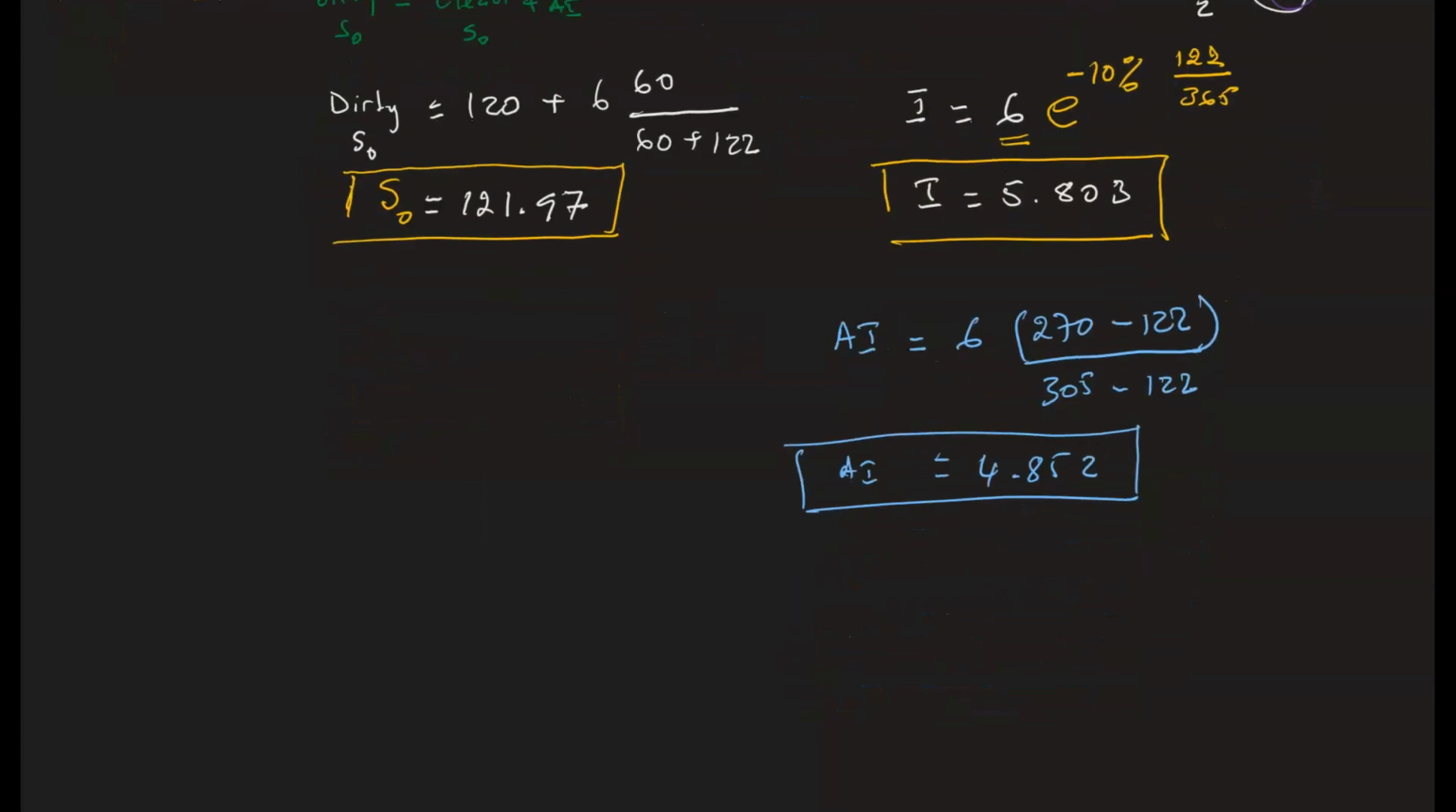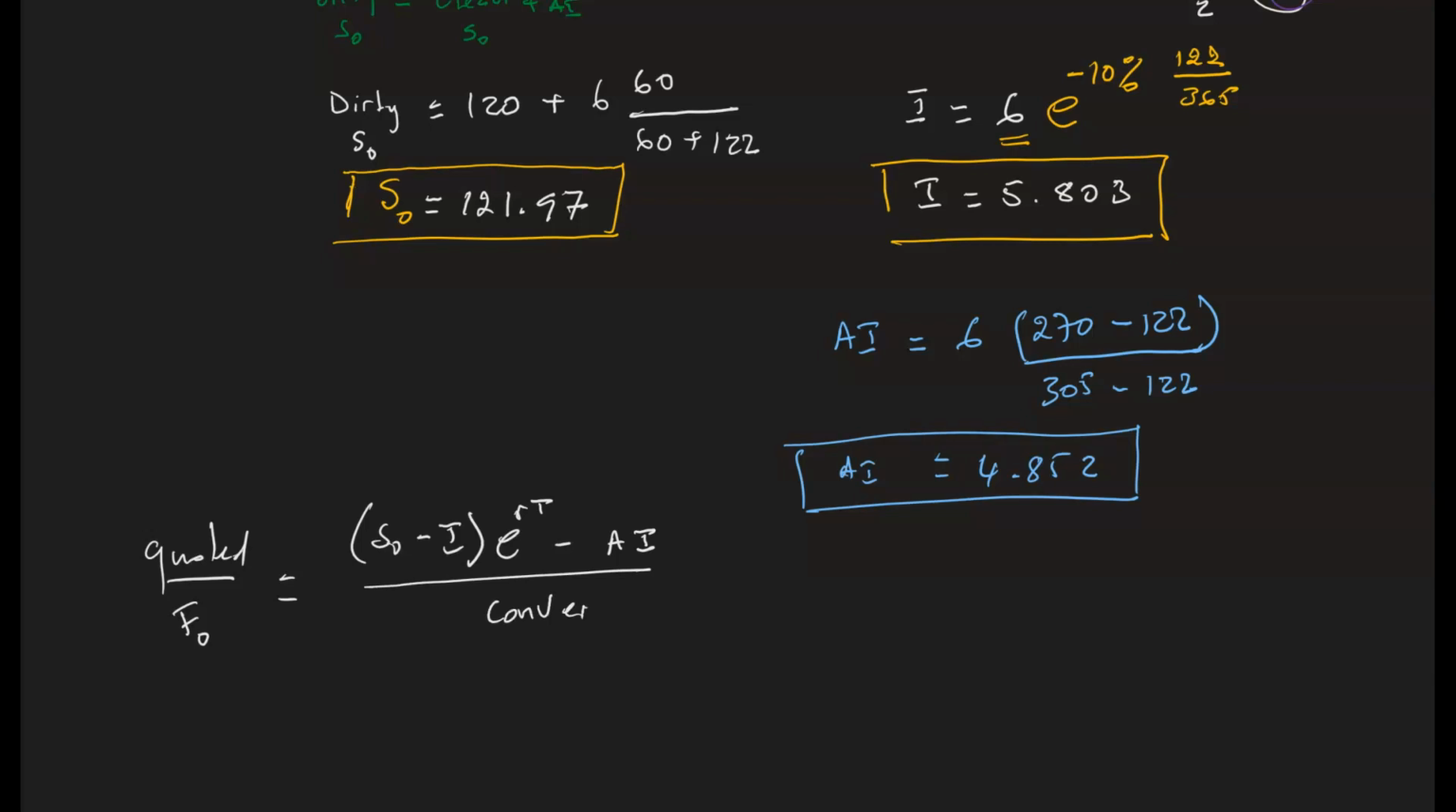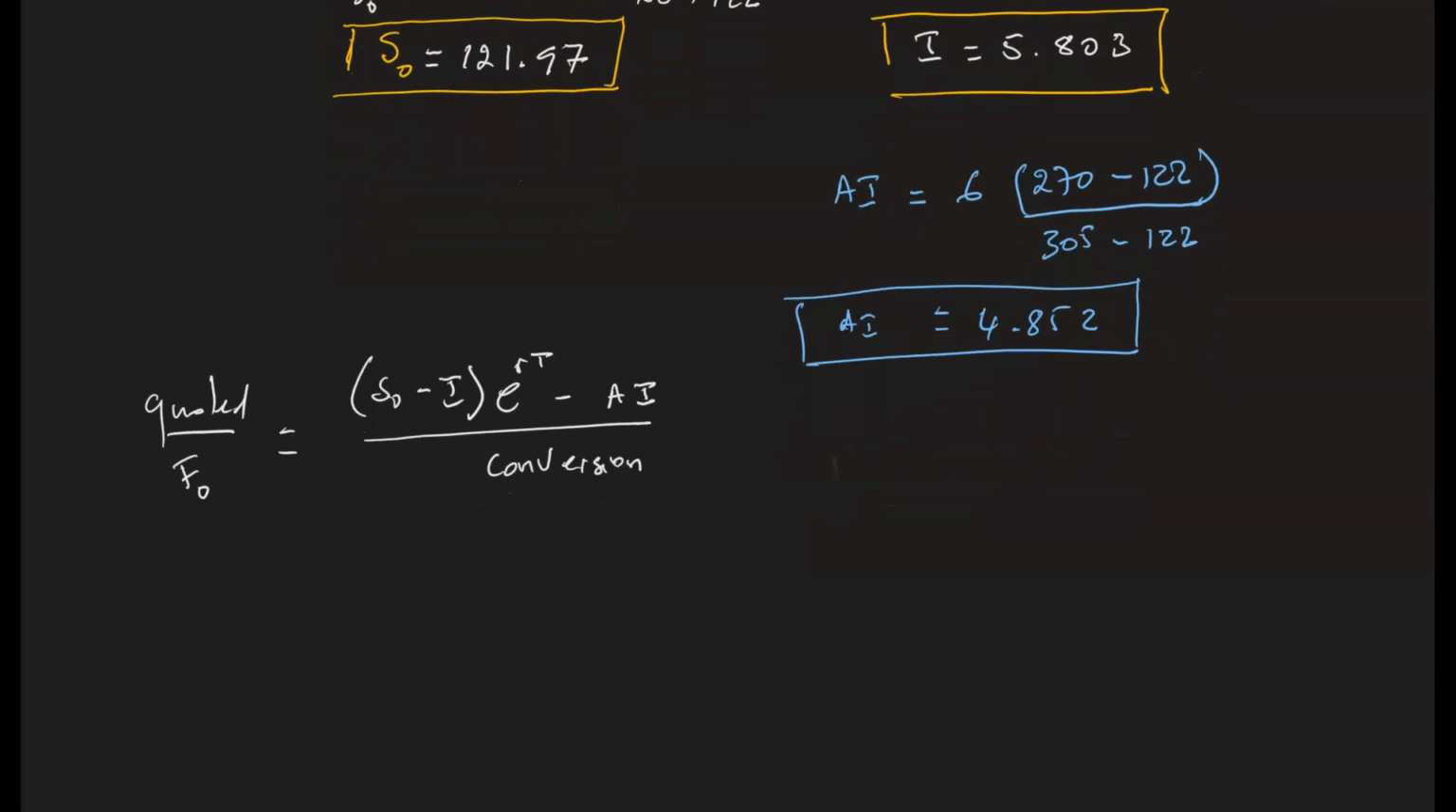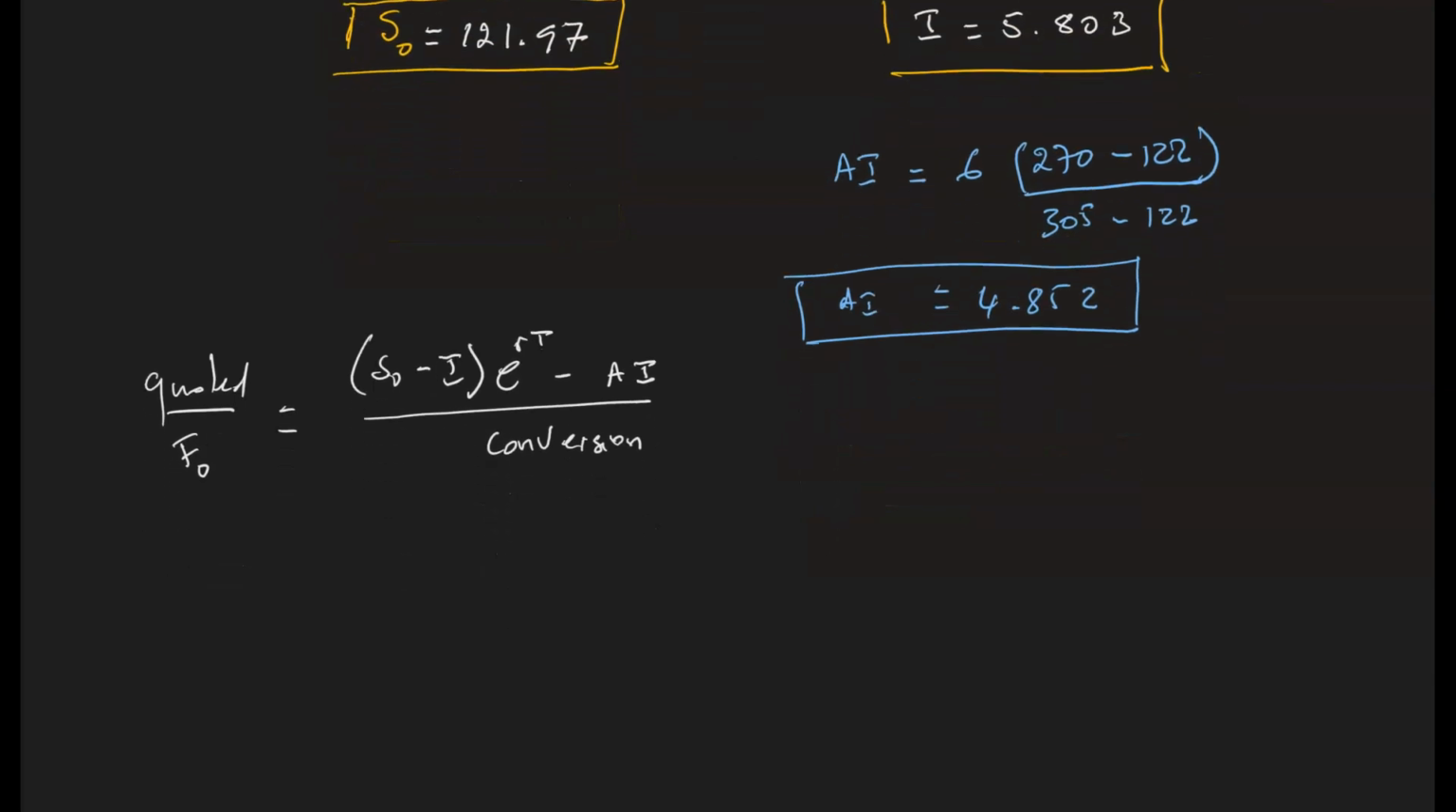Our quoted price is going to be equal to S0 minus the income, future value of that, minus our accrued interest, divided by our conversion. So let's plug in the values. That's going to be equal to, our dirty S0 is 121.97 minus our income, which is 5.083803.